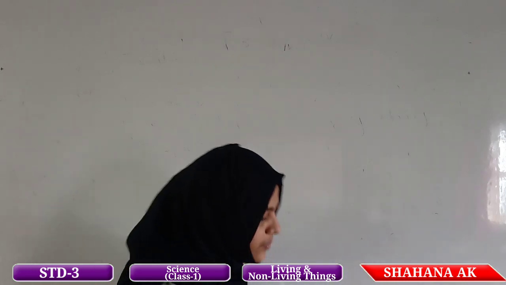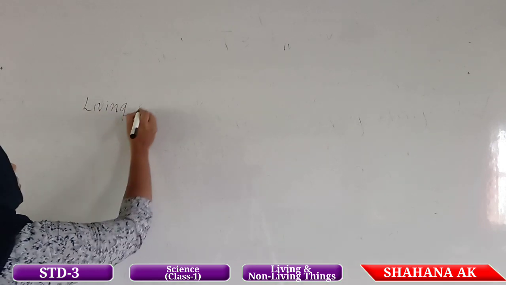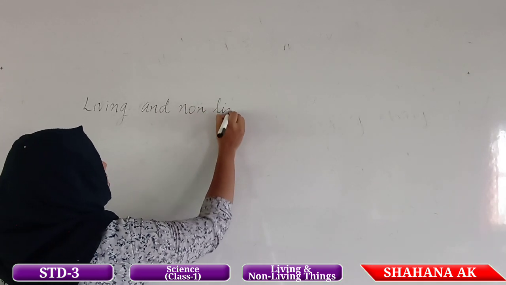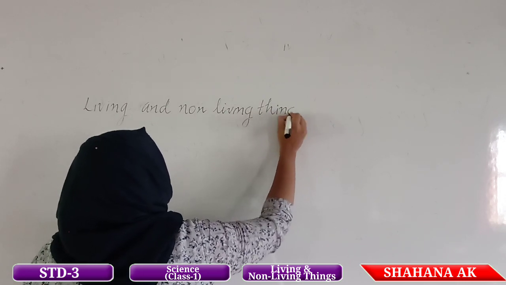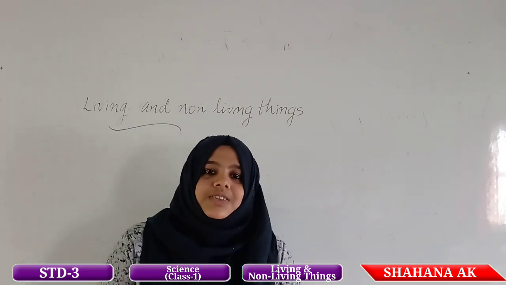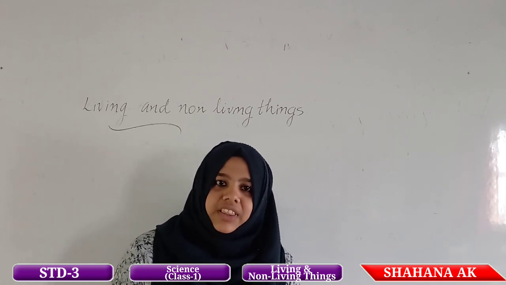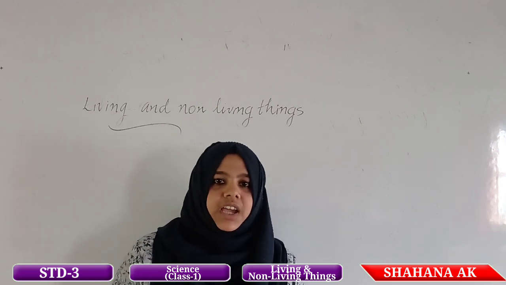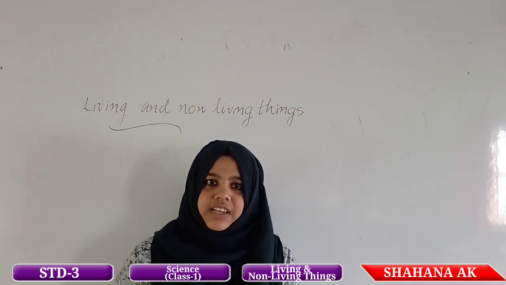Let me write here. Living and non-living things. So living things means things which have life. Non-living things are those which do not have a life. So I am giving an activity. You have to write 10 examples of living things and non-living things each.